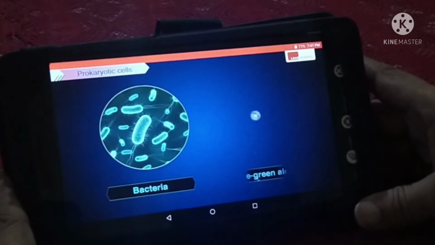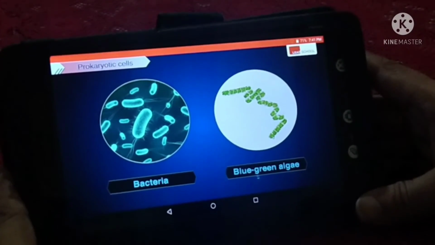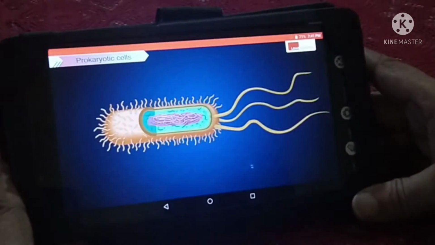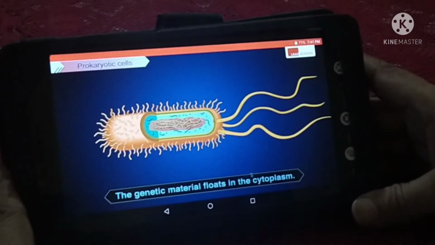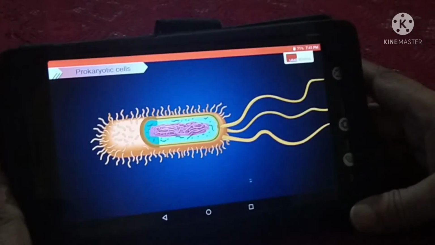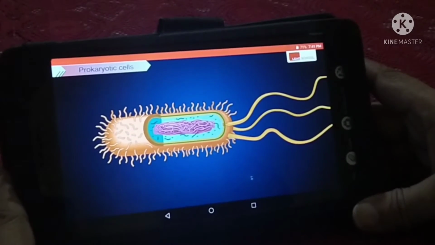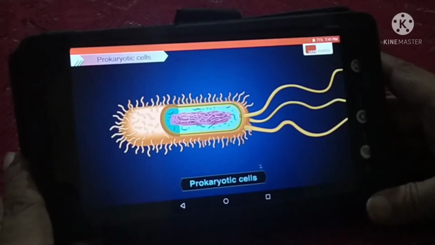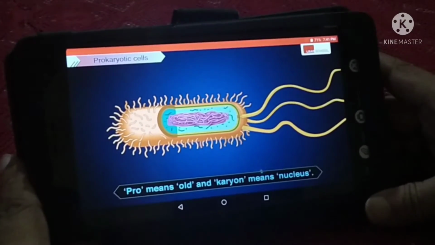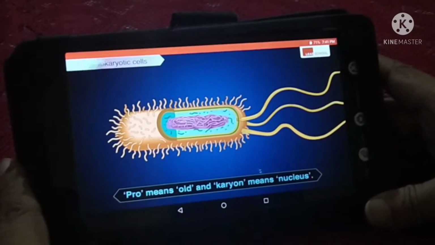Organisms such as bacteria and blue green algae are made up of cells that are much smaller than eukaryotic cells. These cells have genetic material that just floats in their cytoplasm. It is not inside a nucleus or enclosed by a nuclear membrane. Their cells are known as prokaryotic cells. Pro means primitive or old, and karyon means nucleus.